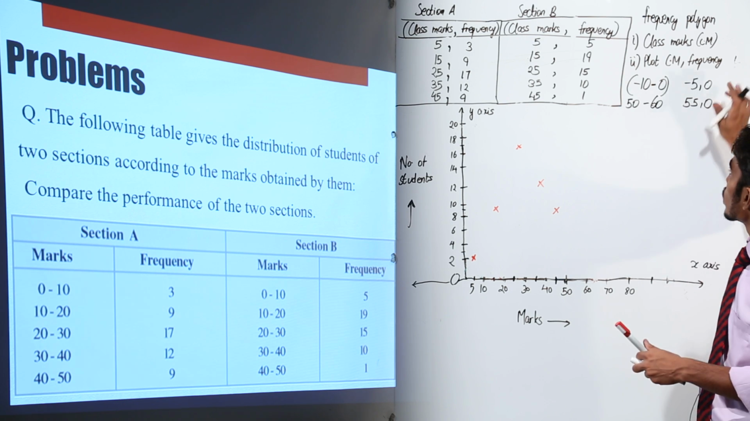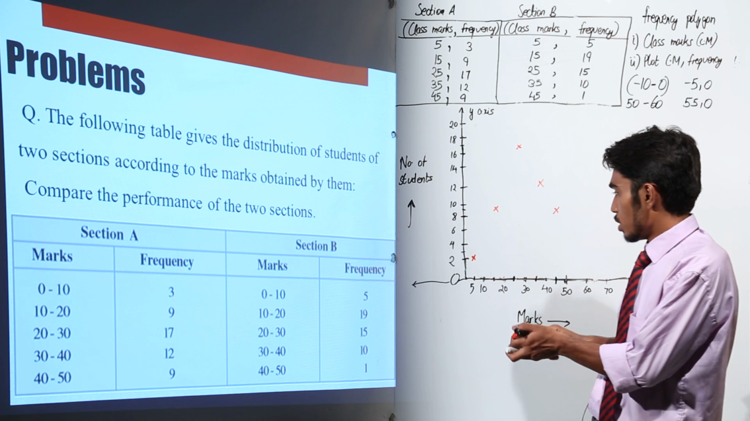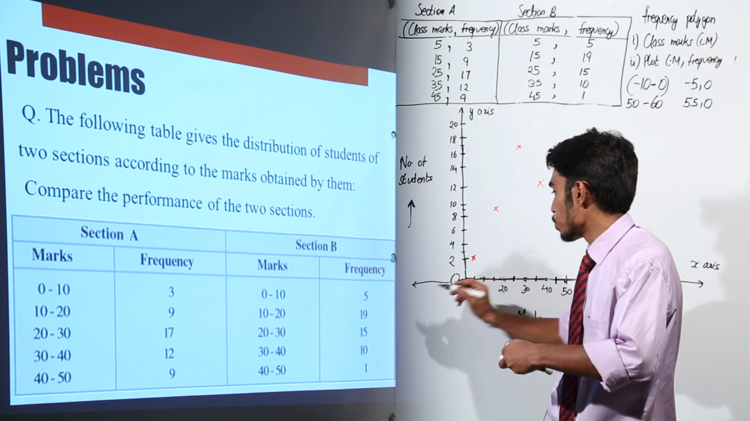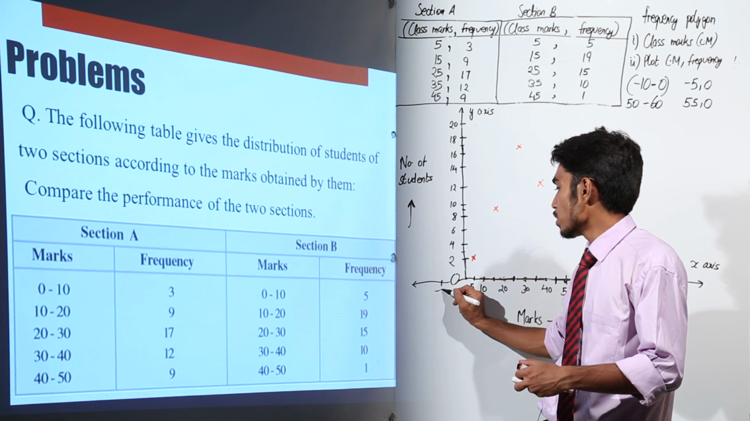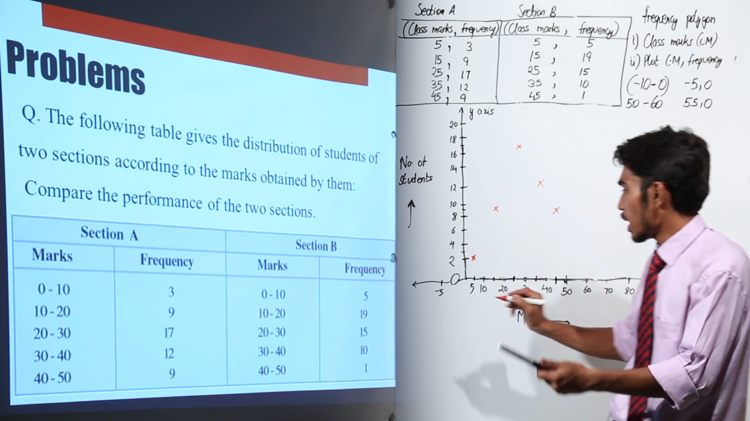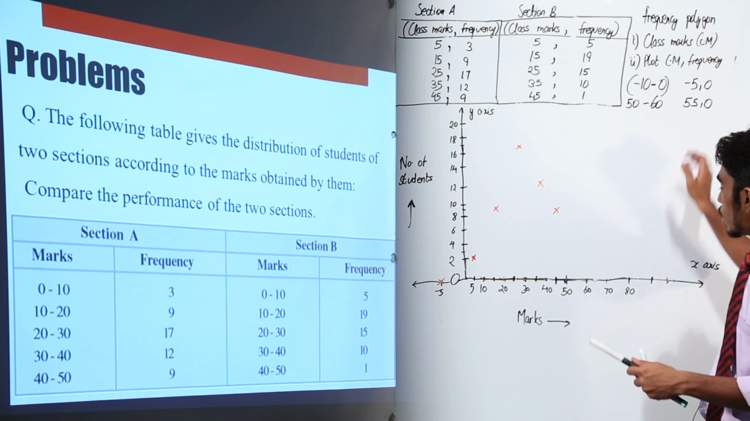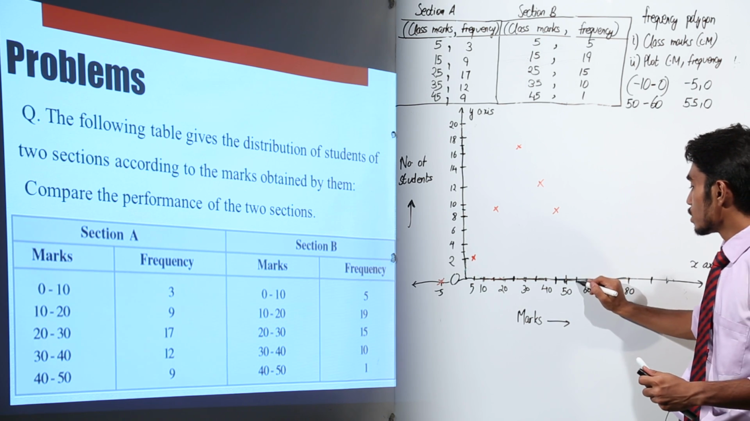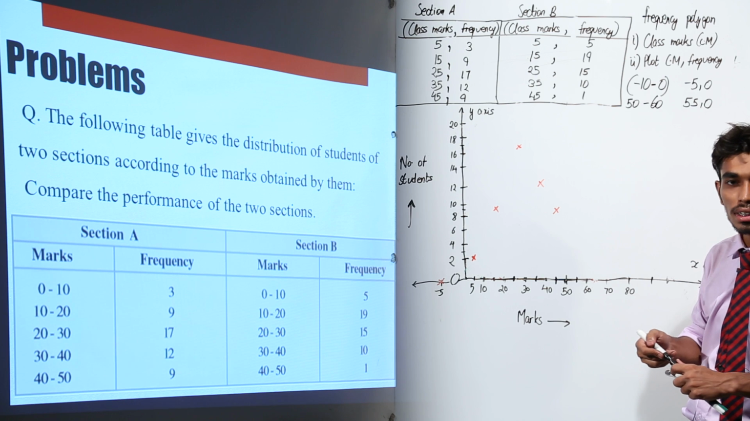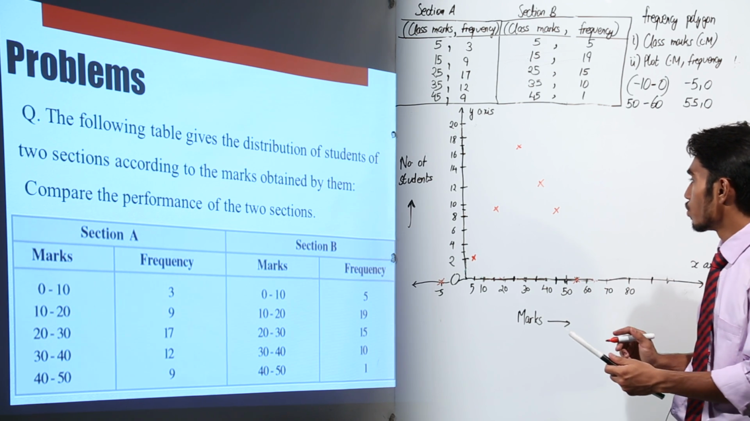So we need to plot these points as well on the graph, right? So minus 5 comma 0, that is in the negative direction. Let me call this point minus 5, right? So minus 5 comma 0 will be on the x axis only, no distance on the y axis. And 55 comma 0 will lie somewhere here between 50 and 60 and no distance on the y axis, so 55 comma 0, right?